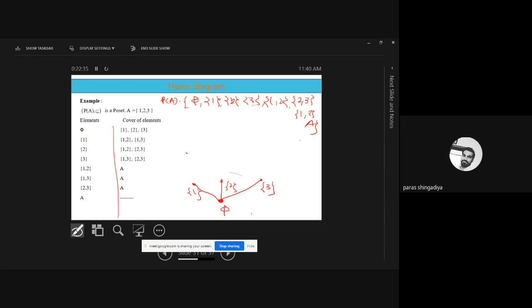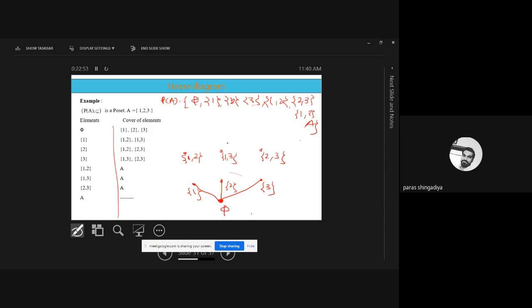Okay. So assign the place of 1, 2. That is a 1, 3. And let's keep 2, 3 is also here. Okay. So place of 1, 2 and 1, 3 should be above, in comparison to the place of singleton 1. Okay. Because these are the cover element of 1.